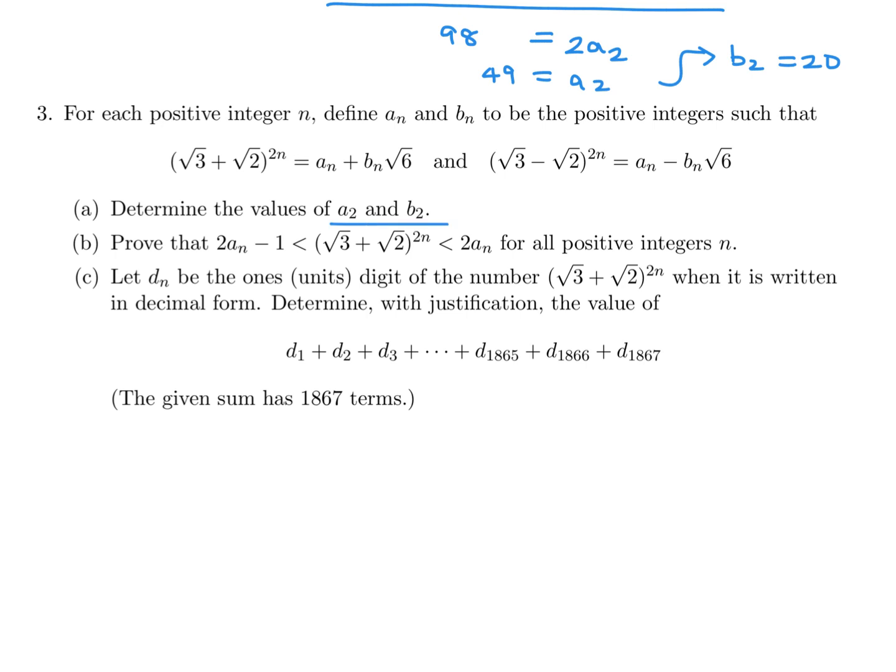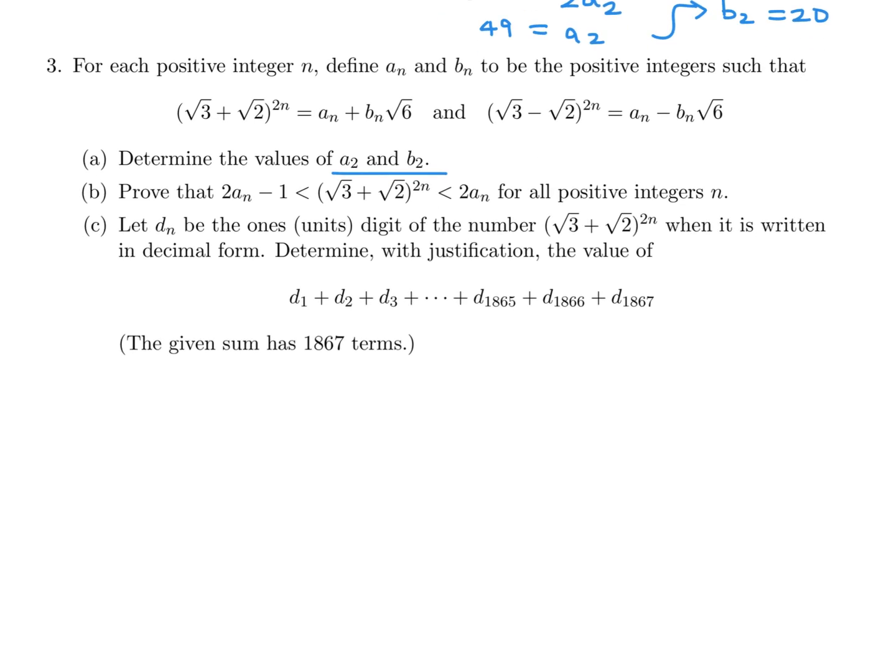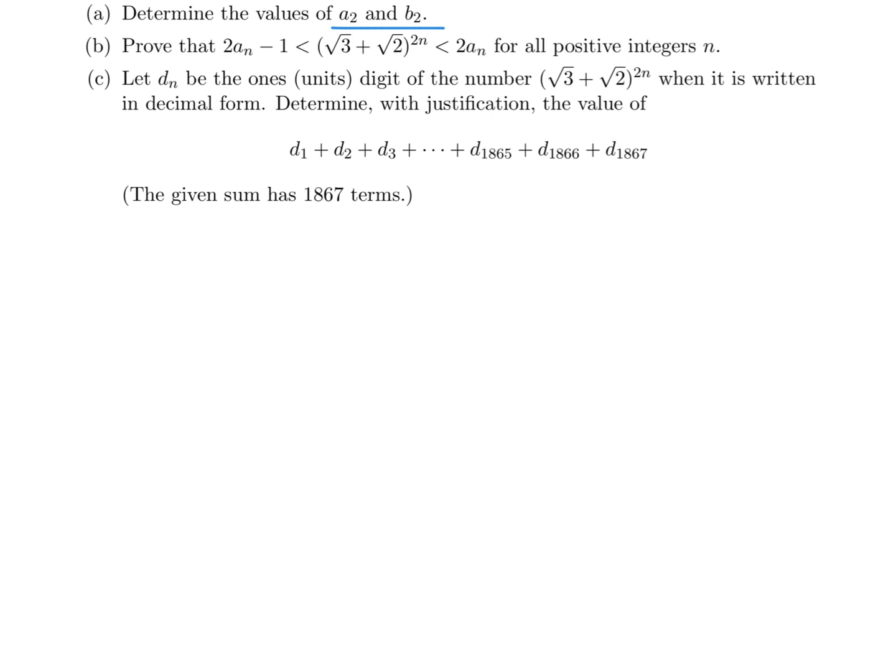And part B, prove that 2an minus 1 is less than root 3 plus root 2 to the 2n, which is less than 2an, for all positive integers n. So let's see here. What are we trying to prove here? 2an minus 1 is less than root 3 plus root 2 to the 2n, less than 2an. Okay. All right, so where do we start here?